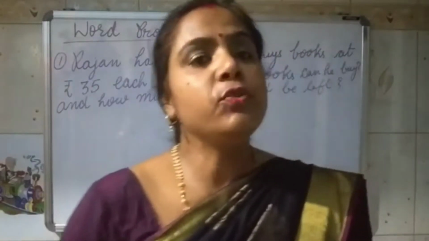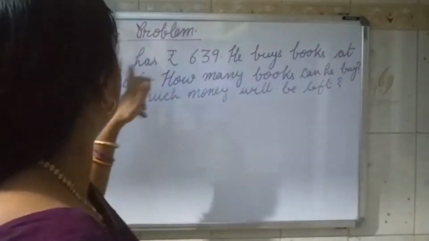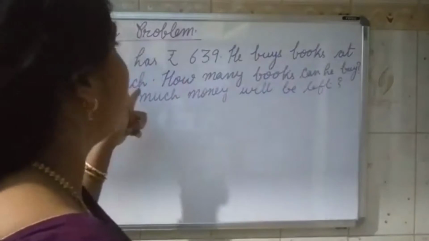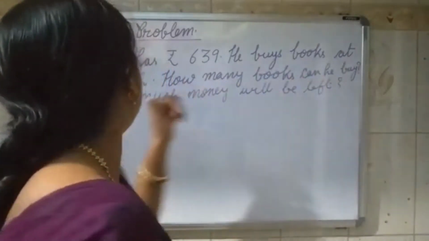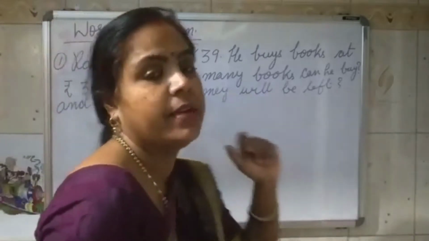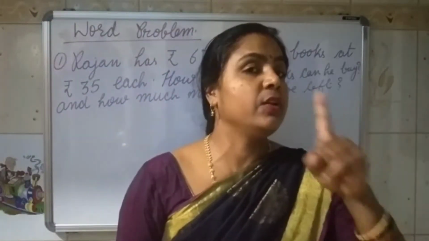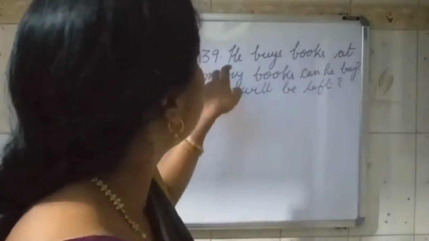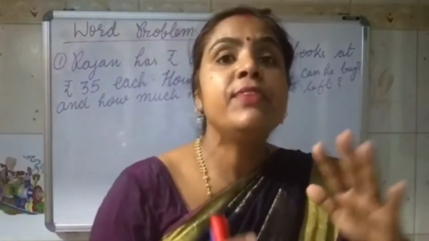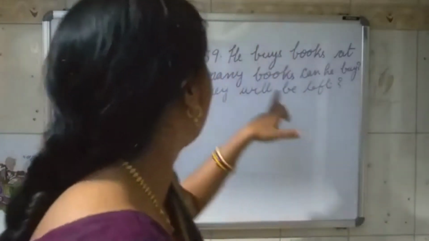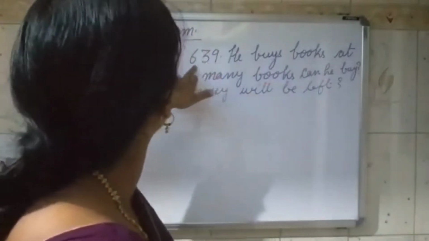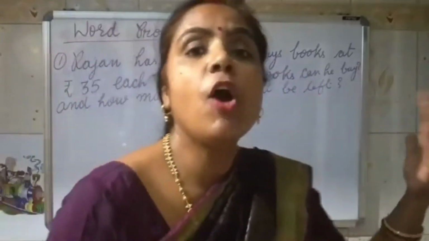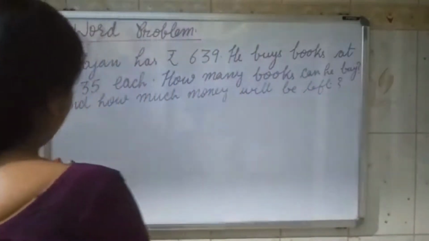Okay, now we are switching to the word problem. Let's come to the word problem. Rajan has rupees 639. He buys books at rupees 35 each. How many books can he buy and how much money will be left? As I told you, in case of multiplication, 1 is given and many is asked, so we multiply. Here many is given and we have to find the 1. Total cost is given and the cost of one item is given. We will find out how many books there are. So in this case, we have to divide.